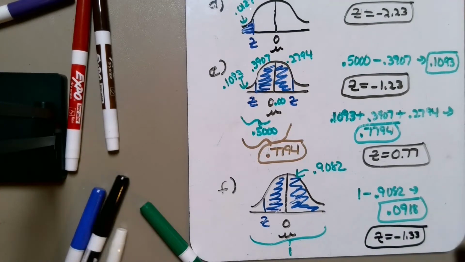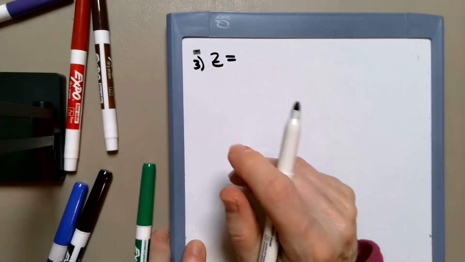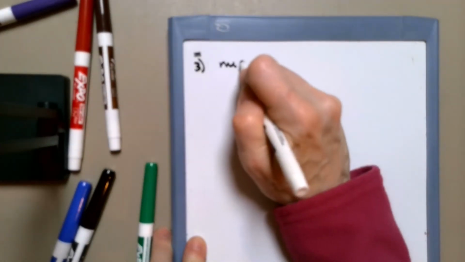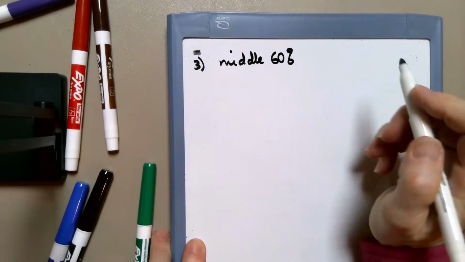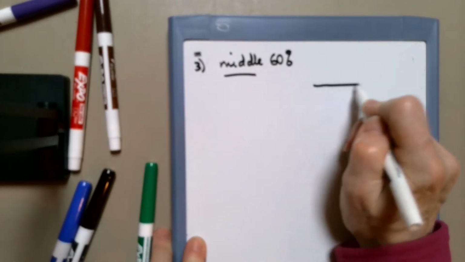Okay, so going to number 3. Again, we're using section 5.3. We're going to be given an area and looking up to find z-scores. It says the middle 60%. When you get a percent, you're getting area, and it's telling you where by saying the middle lies between what two z values. So I'm going to draw the picture.